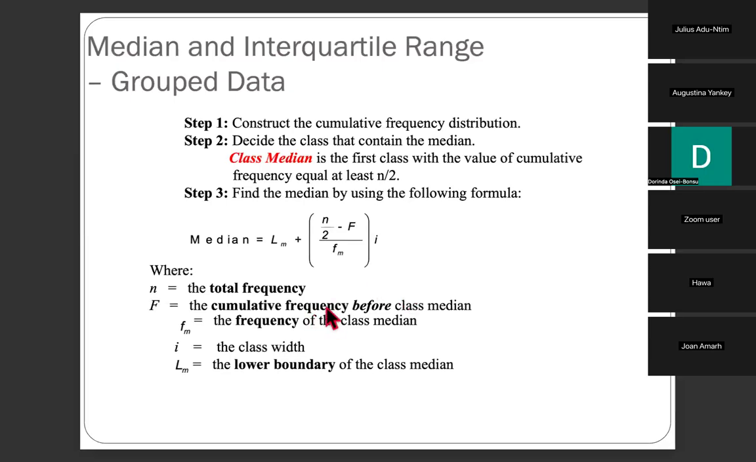This big F is the cumulative frequency before the median class. I will tell you what the cumulative frequency is from the table. And this N, like I said, is the total frequency. This Fm is the frequency of the median class. And this I is the class width. I will go to the data and show you how we can extract these values LM, N, F, Fm, and I from the table. It is just a look and say thing. You look at it, and then you can pick them up from the table.